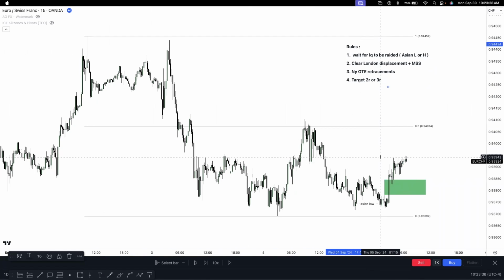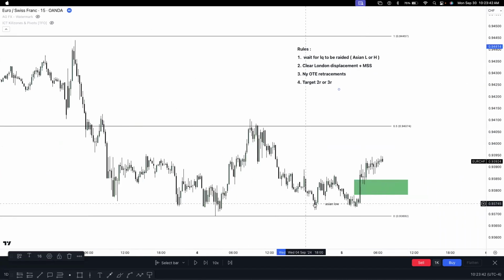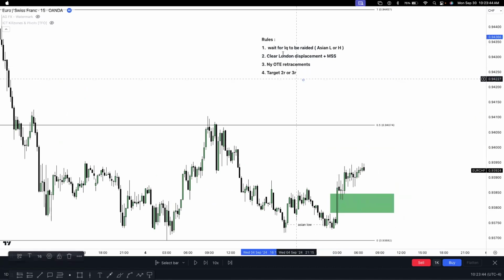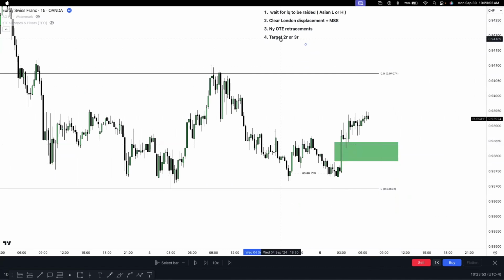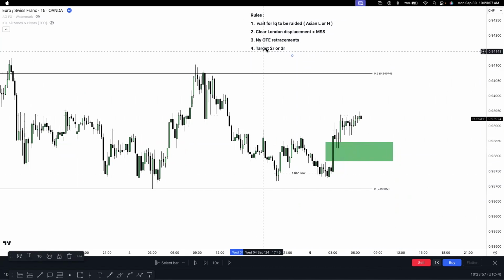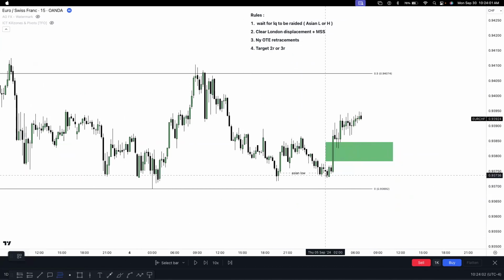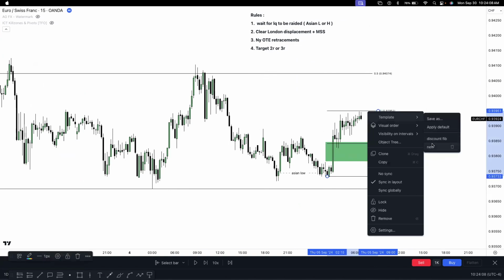So once again, guys, we had liquidity raided. Asian low was taken, so the first rule is off. Second rule, clear London displacement. As you can see, we had nice London displacement going in our direction for longs. What's our next rule? New York session OTE retracement. And the fourth rule is going to be what? Target 2R or 3R. So now we start drawing our fib from the body of this London low all the way up to this current New York session high, and we change our fib to the OTE.